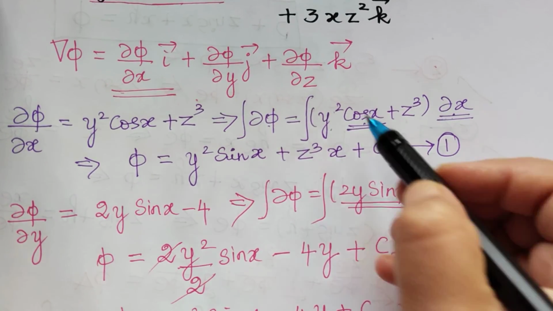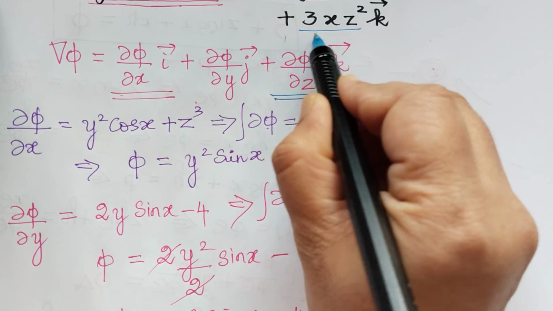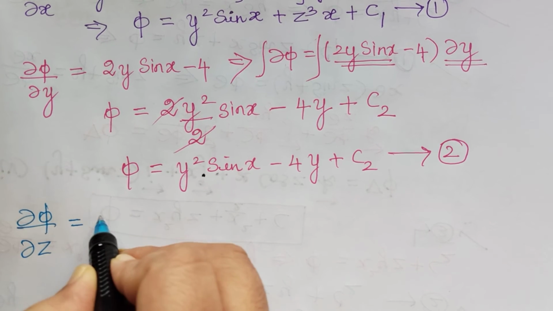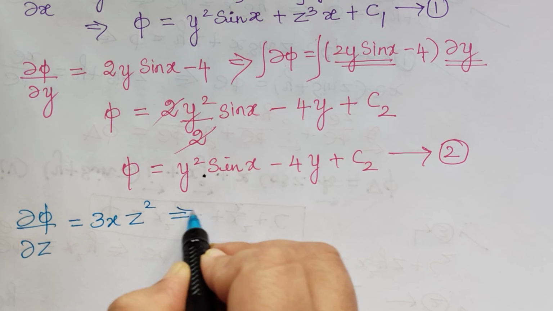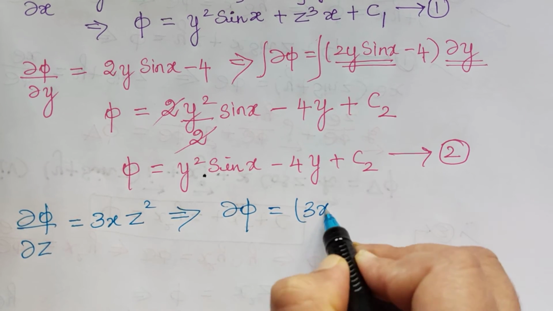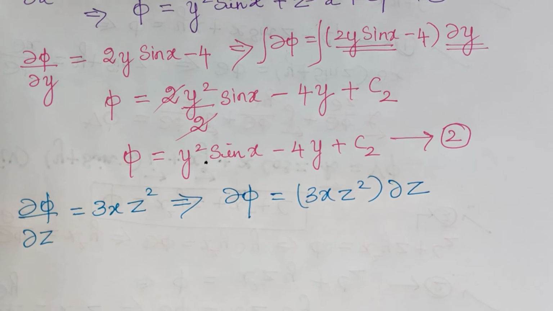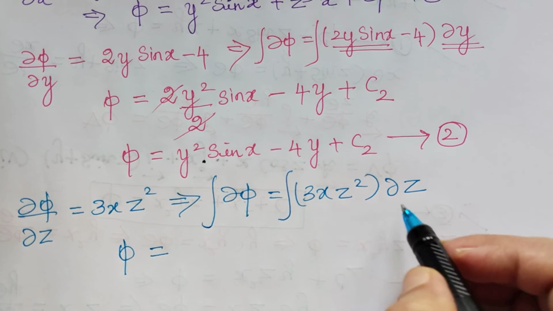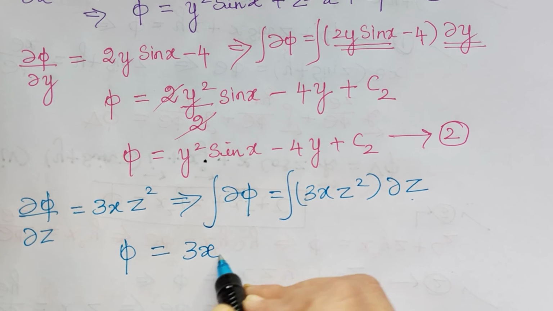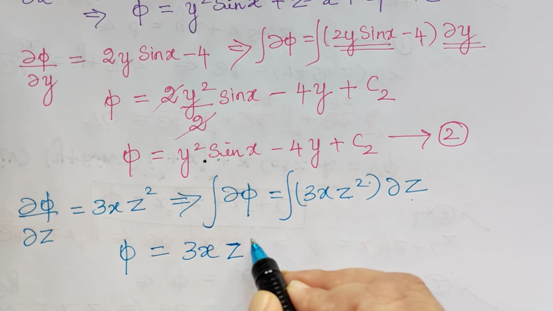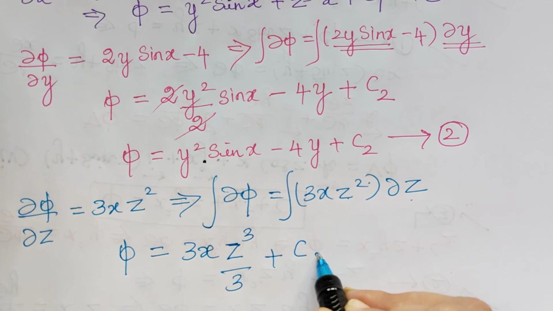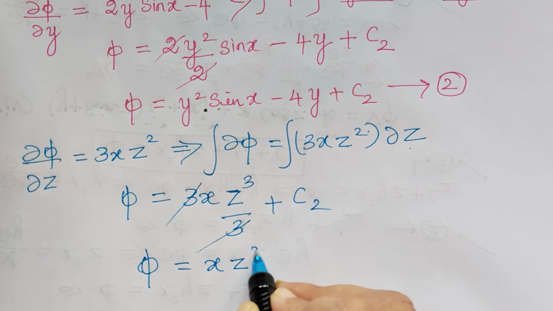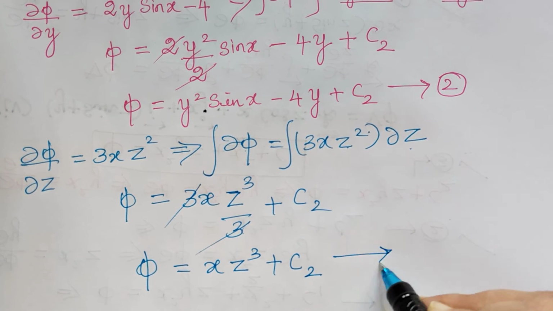Next we have to compare the k component. So ∂φ/∂z is equal to 3xz². So we shall write that. So ∂φ/∂z is equal to 3xz². So from this we get ∂φ equal to 3xz² ∂z. Now on integrating, integral ∂φ will be φ, and on the right, the integral is with respect to z. So 3x will be constant, and here we have z². So on integration it becomes z³/3 plus a constant of integration c3. So 3 and 3 get cancelled, and we get the value of φ to be equal to xz³ plus c3, and this can be marked as equation 3.